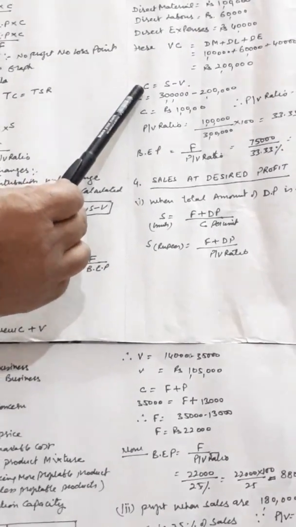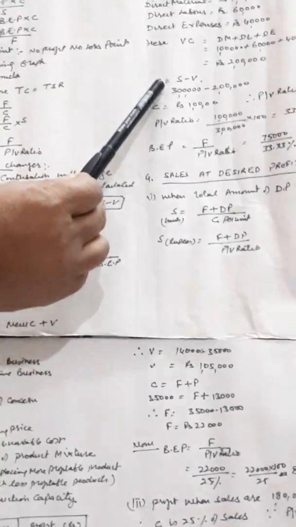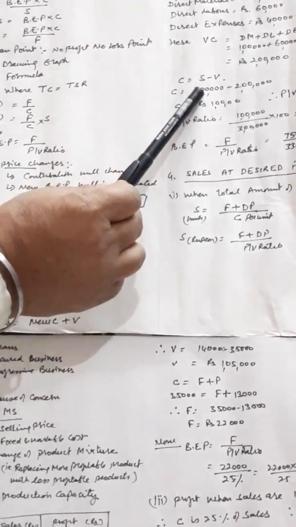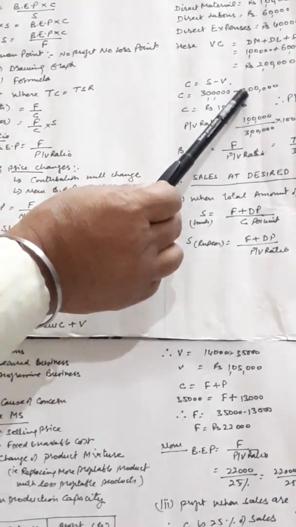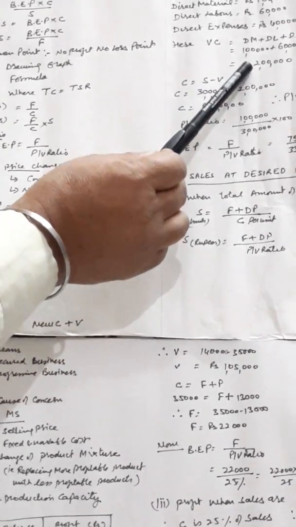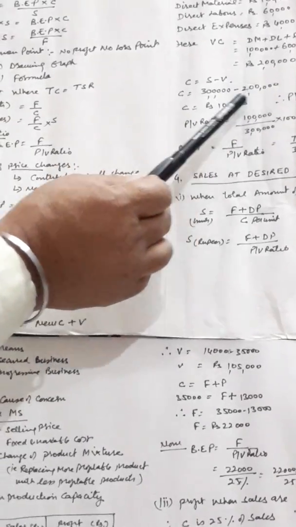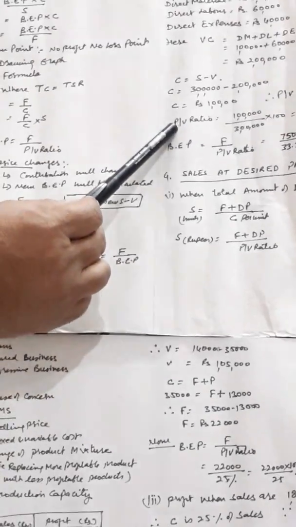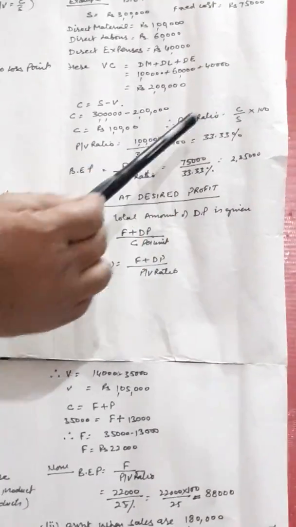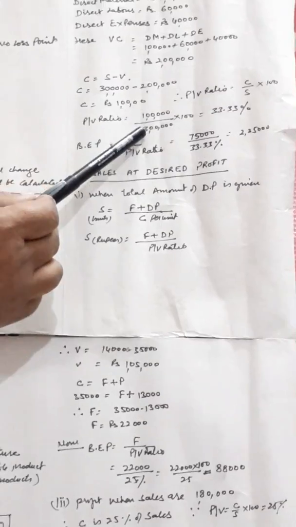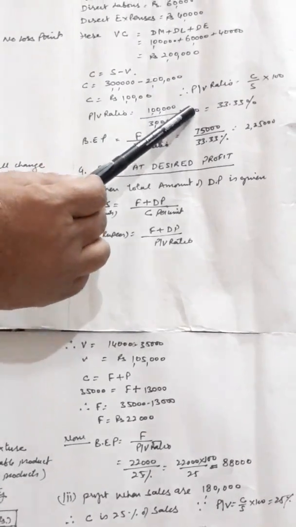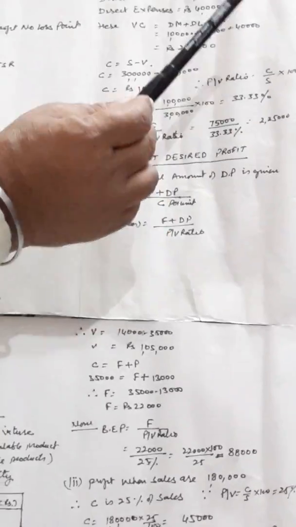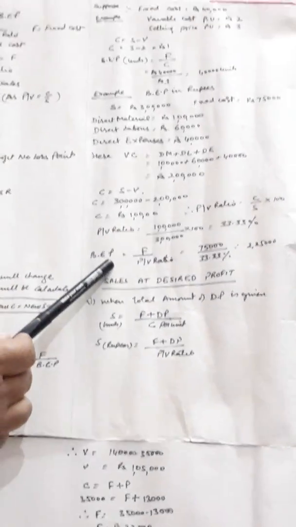Then next step is to calculate contribution. C is equal to S minus V. C is equal to sales 3 lakhs minus variable cost 2 lakhs, just calculated variable cost 2 lakhs. Contribution will be rupees 1 lakh. So PV ratio means C upon S multiplied by 100. C here is 1 lakh, sales 3 lakhs, multiplied by 100, it will be 33.33%.